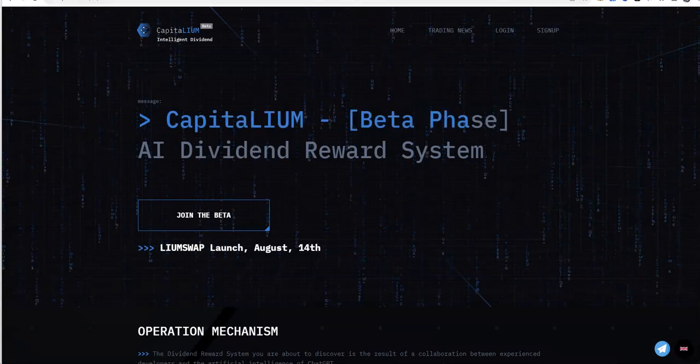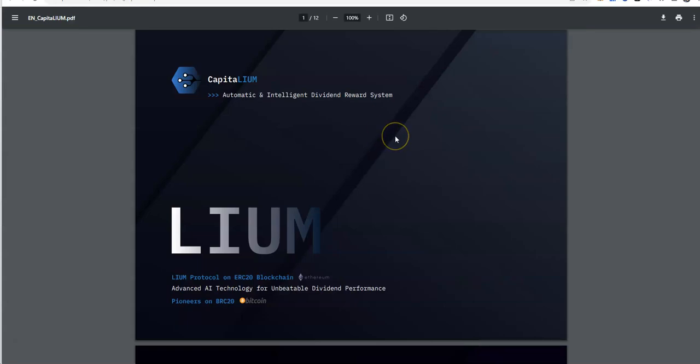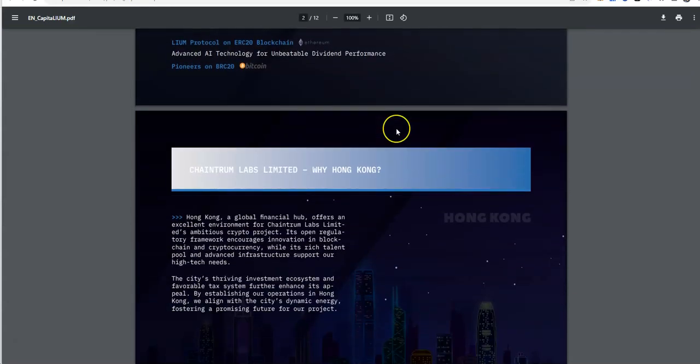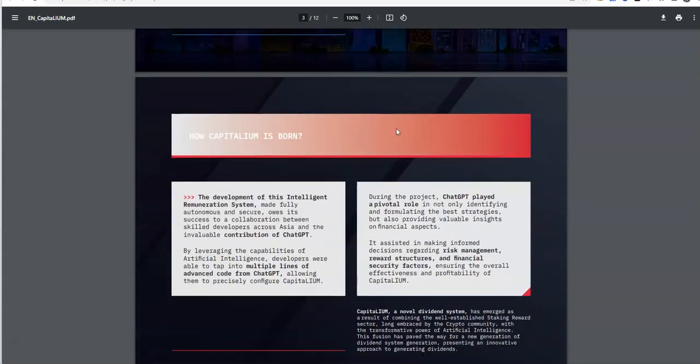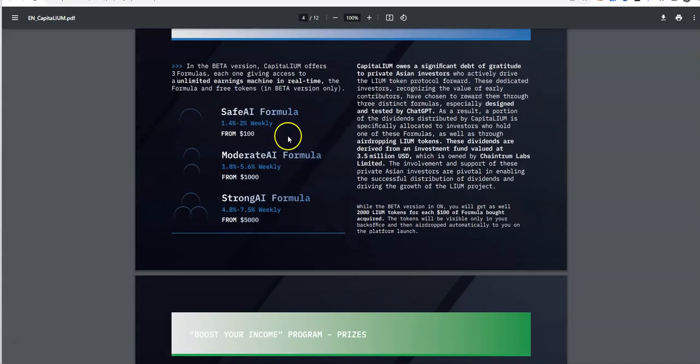All right, so let me see what this is here. Here's a PDF on CapitaLIUM and the LIUM token. So with what we were talking about, safe AI, you're going to earn 1.4 to 2% weekly. This is weekly, $100 minimum. Moderate AI, $1,000 minimum, 1.8 to 5.6% weekly. And then strong AI, 4.8 to 7.5% weekly from $5,000 and above.